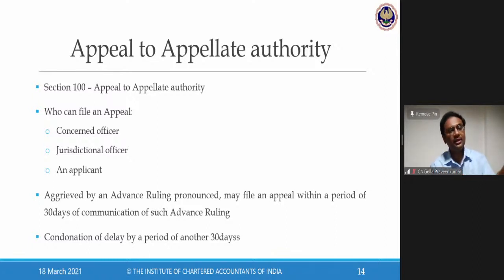There is a possibility that the jurisdictional officer or the applicant is aggrieved. Why is there a difference of opinion? The jurisdictional officer says, my lord, considering this particular assessee's nature of business, I don't think he should be given the benefit of input tax credit. Now, why? The jurisdictional officer will come with his research. I read section 16, I read section 17, I read the ruling of the Gujarat High Court, I read the ruling of the Kerala High Court. All these are the arguments put forth by the jurisdictional officer.